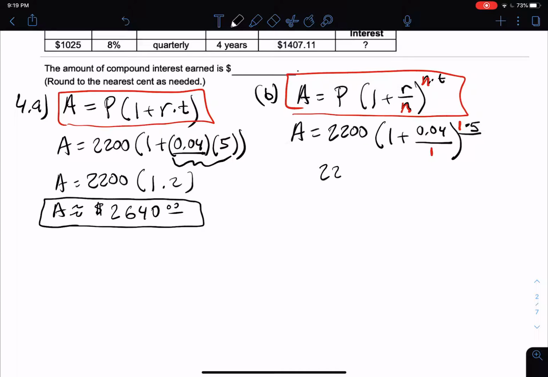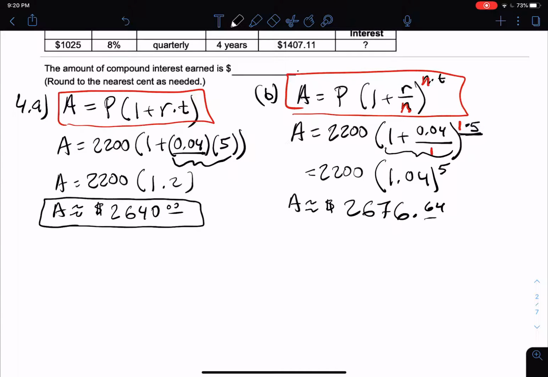So now we've got 2,200. We've got this stuff right here in the parenthesis that we just add, which we get 1.04 raised to the 1 times 5 is 5th power. So if we raise this to the 5th power and then multiply it by 2,200, we get that the accumulation is approximately equal to $2,676 and round it, 64 cents. All right.